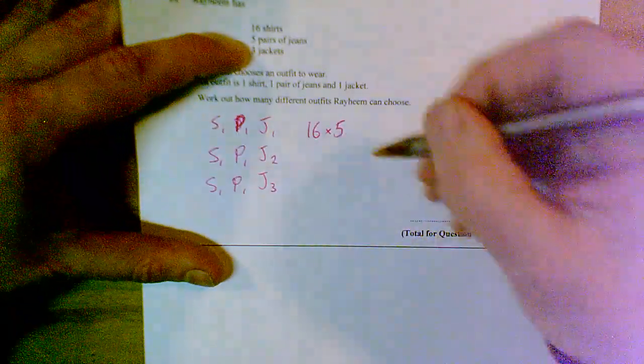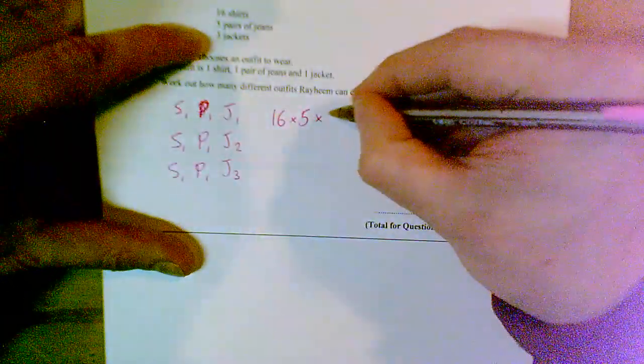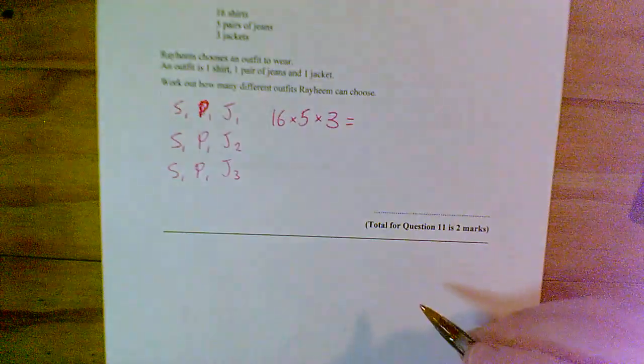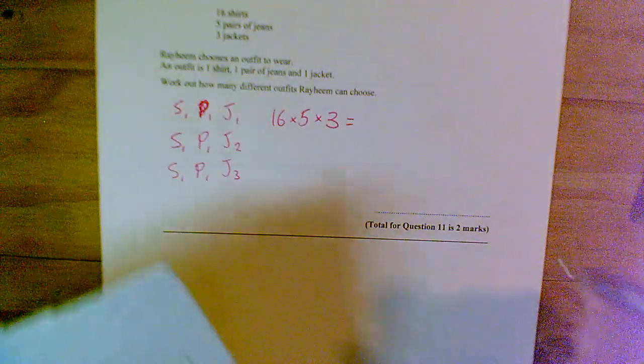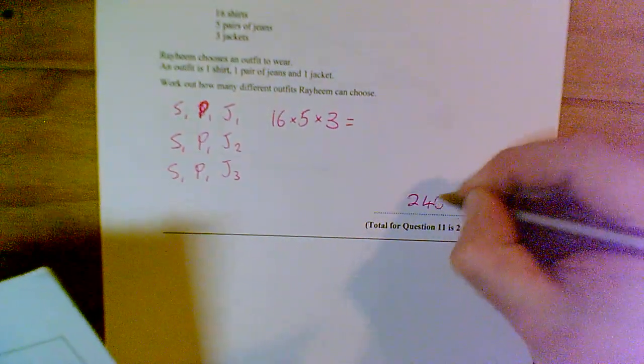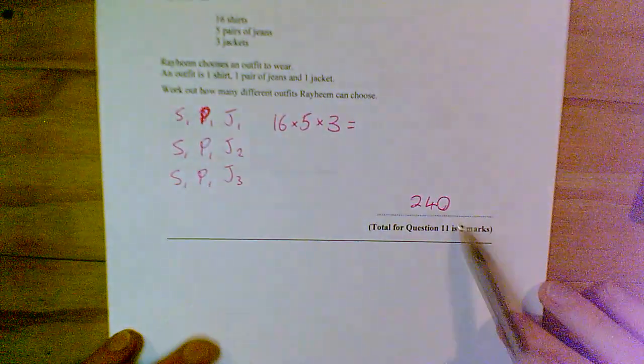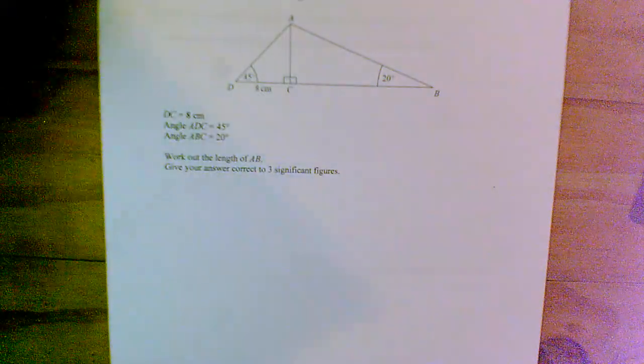But then with each of those 80 different combinations of outfits he could wear, he can wear a different jacket 3 times. So 3 times 5 times 16, which gets us 240. Nothing fancy in the mark scheme for that. 1 mark for writing multiply them, 1 mark for multiplying them correctly.